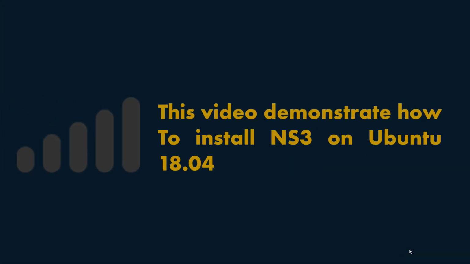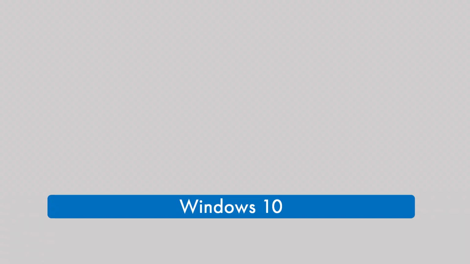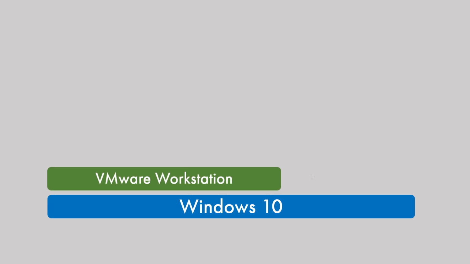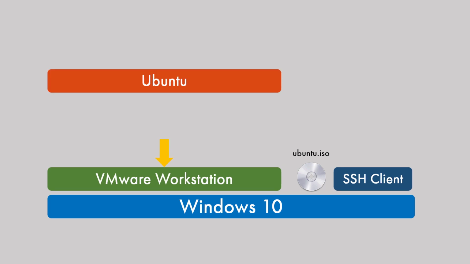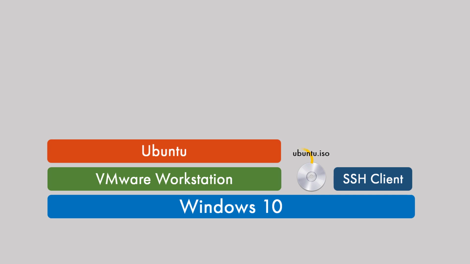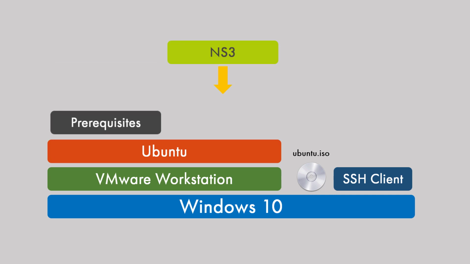This video demonstrates how to install NS3 on Ubuntu 18.04. To start, you need three things on your computer: VMware Workstation, an ISO of the Ubuntu operating system, and an SSH client. Next, create an Ubuntu virtual machine on VMware Workstation using the Ubuntu ISO file. Then, install the NS3 prerequisites on the Ubuntu virtual machine. After all that is done, you can install NS3.